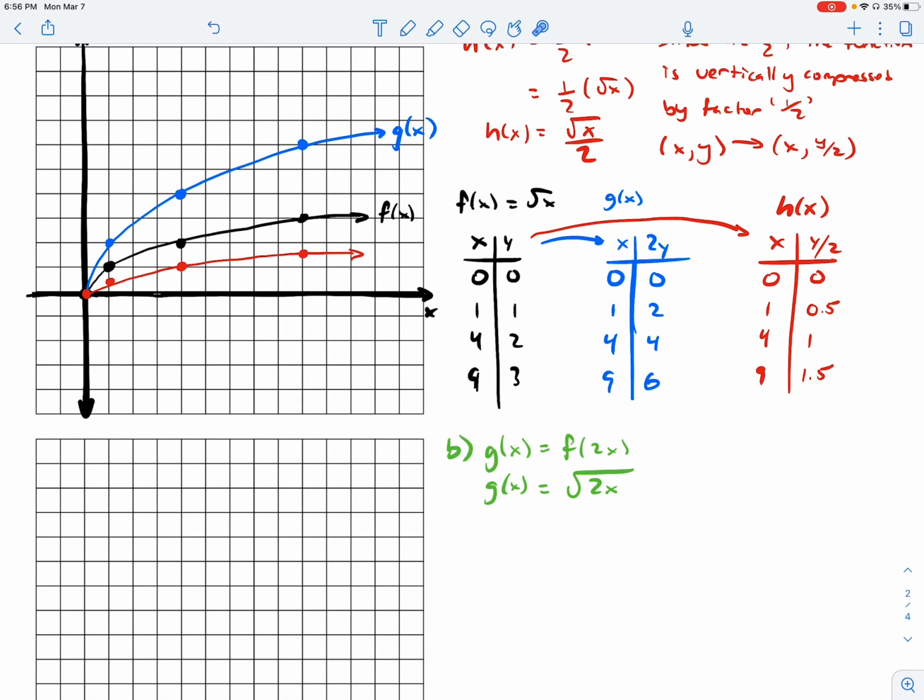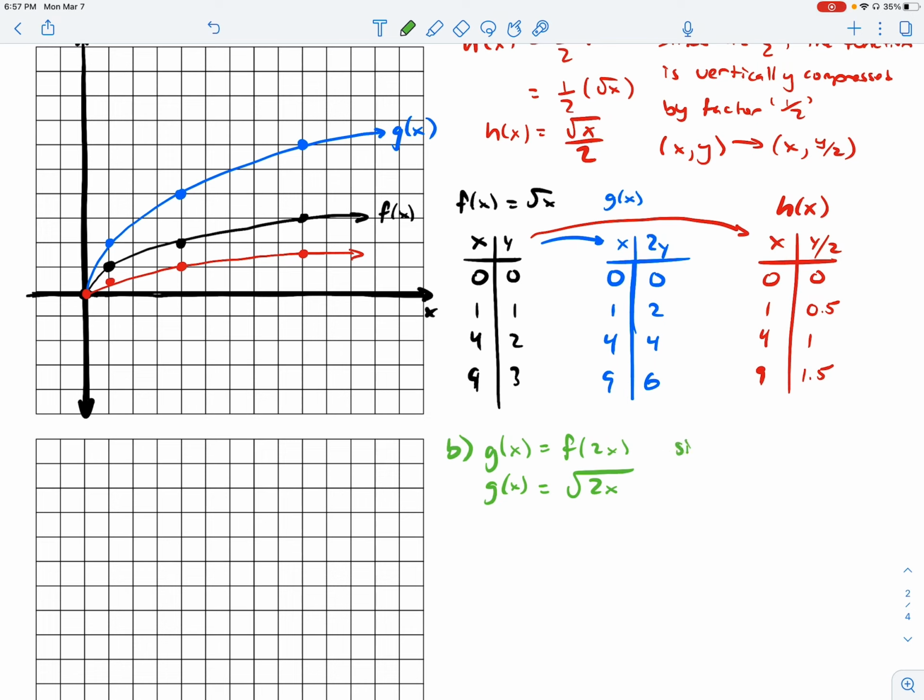Notice to get the same output as this, we're going to have to put values of x that are half the size in. That's how I know that this is going to be a compression. So when I plug in 1 for x, I end up with 2 before I square root it. So plugging in 1 is the same thing as plugging in 2 for this one. That's how I know that this is going to be a horizontal compression. So there's the equation.